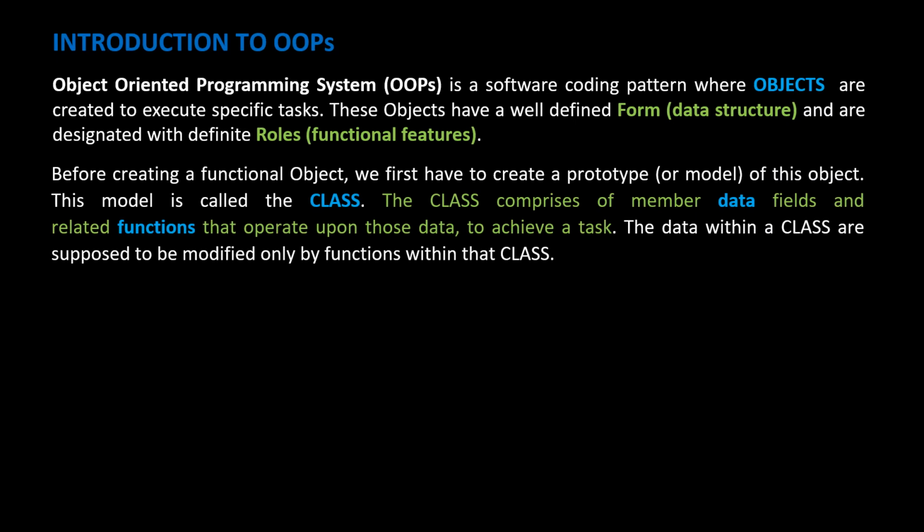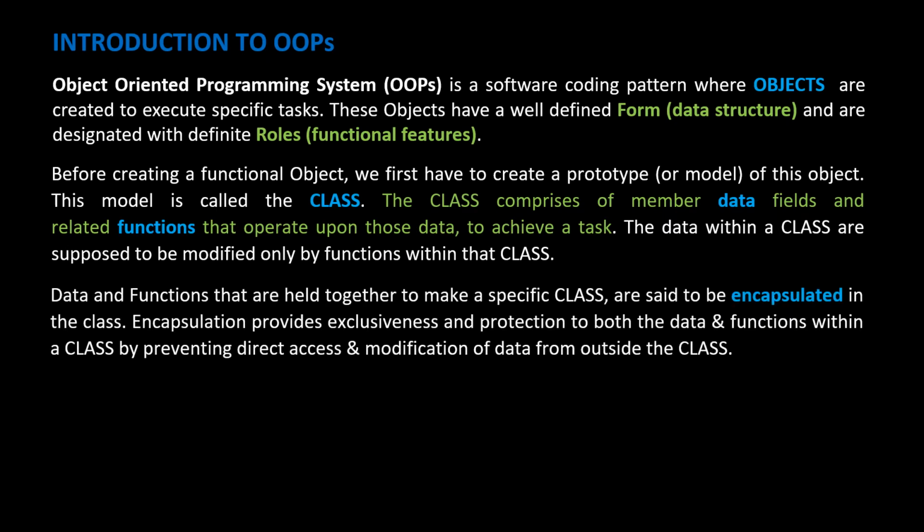Before creating a functional object, we first have to create a prototype or model of this object. This model is called the class. A class comprises member data fields and related functions that operate upon those data to achieve a specific task. The data within a class are supposed to be modified only by functions within that class. Data and functions that are held together to make a specific class are said to be encapsulated in the class.